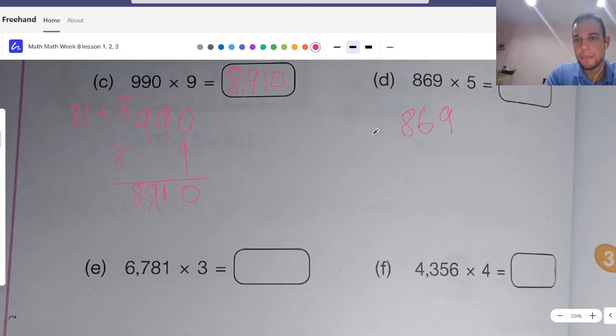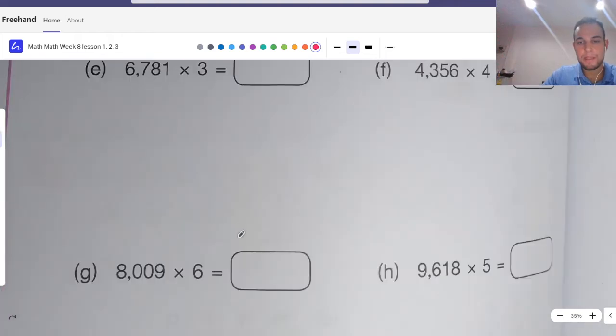All right. Next we have 869 times 5. 5 times 9 is 45. That one's easy. Carry the 4. 5 times 6 is 30. So 4 plus 30 is 34. And then we carry the 3. 5 times 8 is 40 plus 3, and we have 43. So 4,345. All right, last 4.